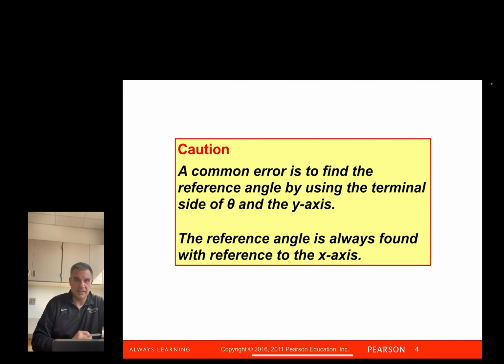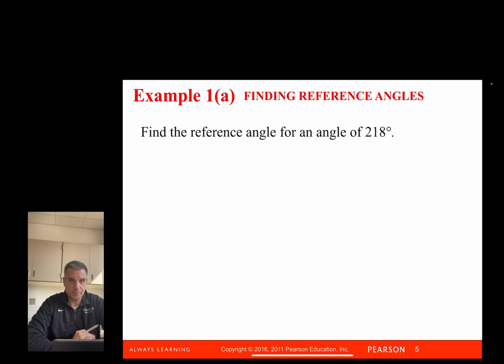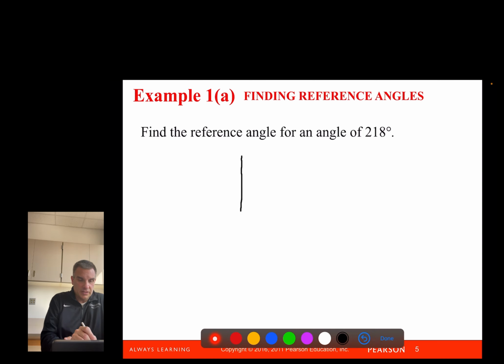Let's look at a couple of examples, but first let's talk about a common error. A common error is to find the reference angle by using the terminal side, theta, and the y-axis, and that's not the case. It's always to the x-axis, and we'll reiterate that as we go along. So if we want to find the reference angle for a 218 degree angle, how are we going to do this? The first thing we're going to do is sketch what a 218 degree angle would look like. It's 218, so it's going to go counterclockwise.